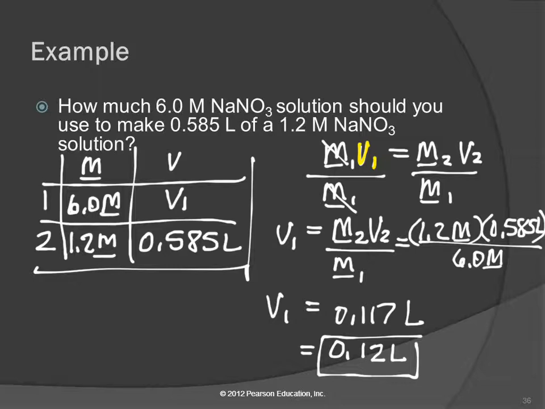And does this make sense? This one's more concentrated, and this one's more dilute. So we're going to have a large volume with the smaller concentration, and a smaller volume with the larger concentration. Any questions?